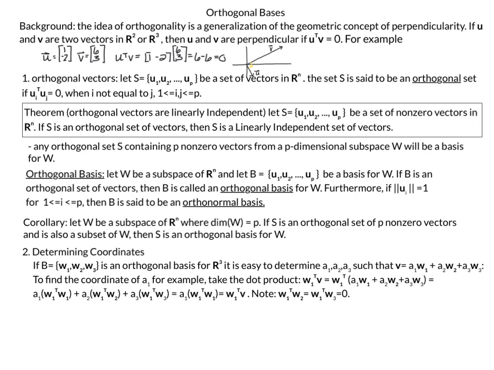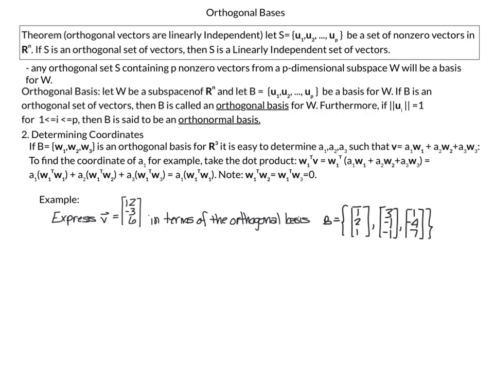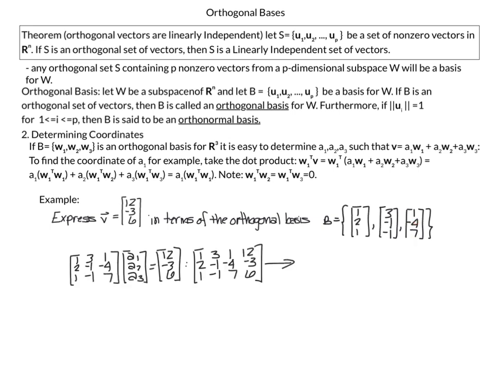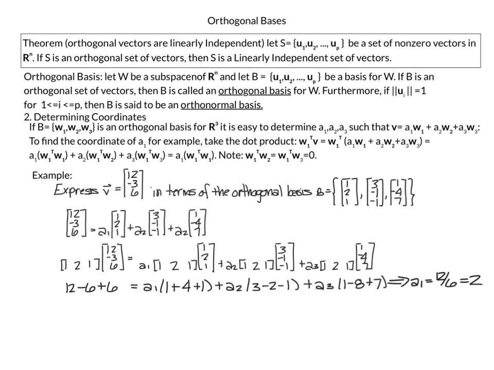So we'll do an example. Now we want to express our vector v equals (12, -3, 6) in terms of the orthogonal basis (1, 2, 1), (3, -1, -1), (1, -4, 7). Again, I want to remind you, if this were not an orthogonal basis, you would set up this vector equation, where a1, a2, and a3 are the scalar multiples that would give you your linear combination. You would solve the augmented matrix, and then do back solving in order to get a1, a2, and a3. But because we've been told this is an orthogonal basis, we can do this in an easier way.